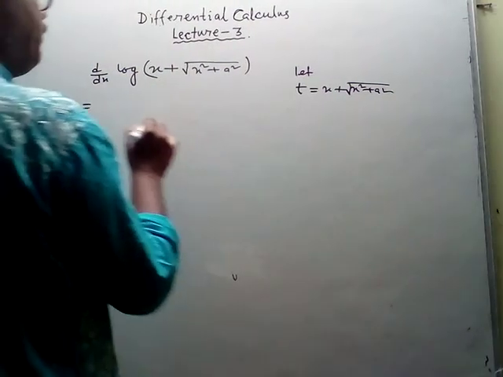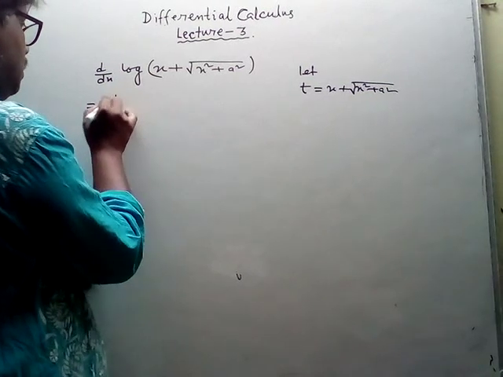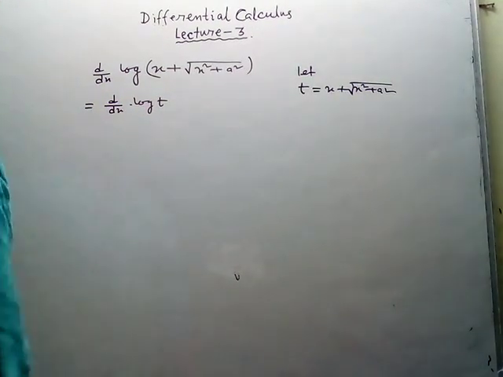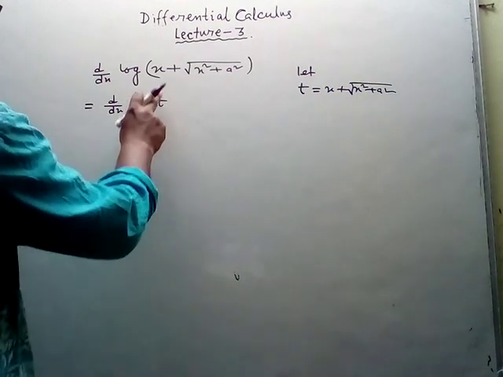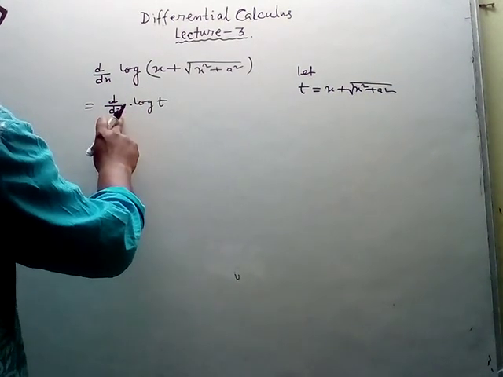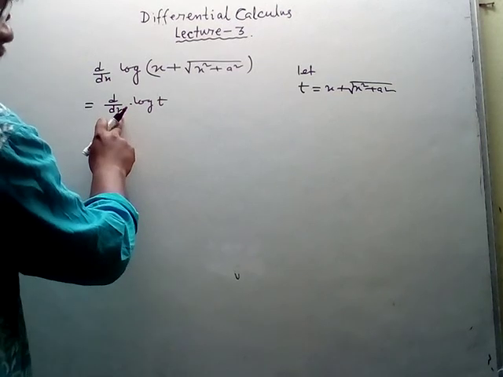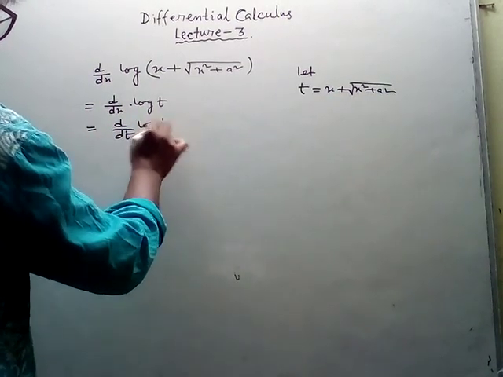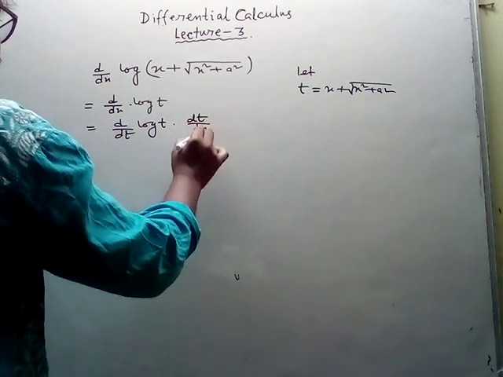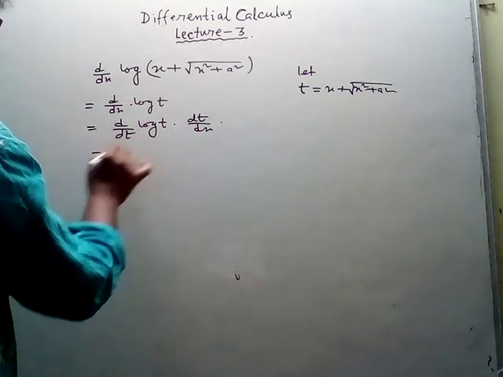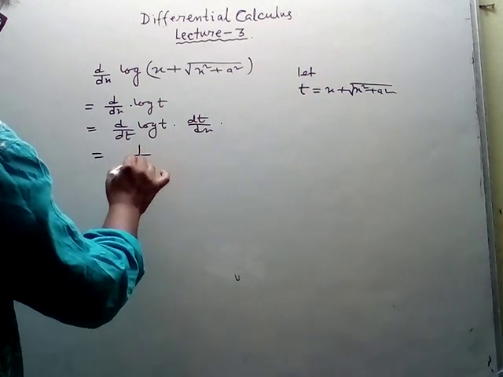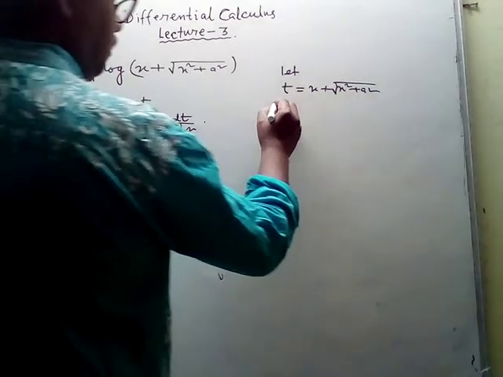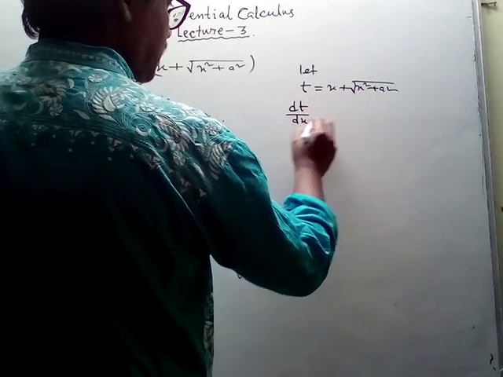Then this equals d/dx of log of t. This is a function of t, but here we have d/dx, so we have to make d/dt by the chain rule. So d/dt of log t into dt/dx. Now the derivative of log t with respect to t is 1 by t, and dt/dx we can find out.